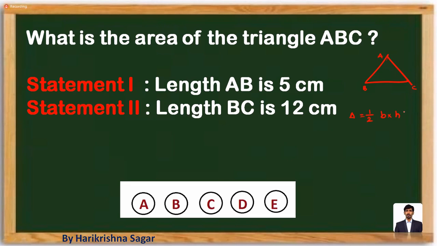So here the question is, what is the area of triangle ABC? AB is equal to 5, BC is equal to 12. So what is base and height? Base is nothing but this, and height is nothing but a perpendicular line dropped from the vertex to the base. So here only two sides are given, 5 and 12.